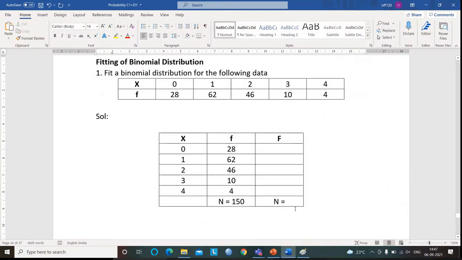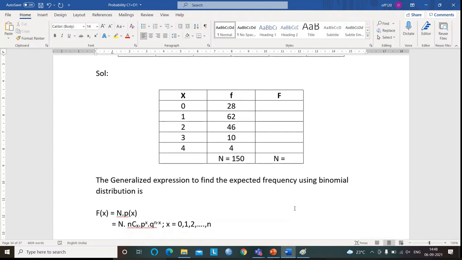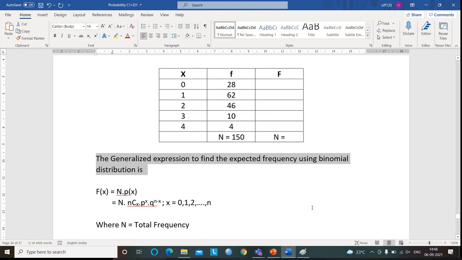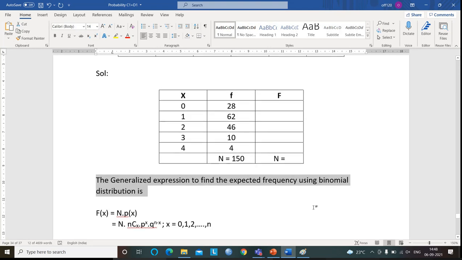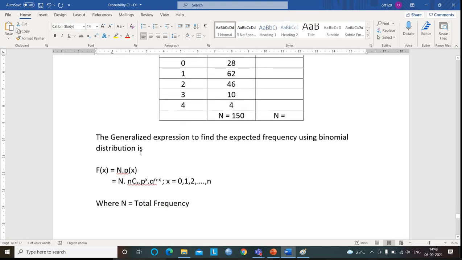then this problem is a best fit of binomial distribution. So how do we find the answer for this problem? How can I find these new frequency values? To find these new frequencies, we have a generalized expression. I have written here the generalized expression to find the expected frequency using binomial distribution, because the question says to fit a binomial distribution for the following data. That means he is asking us to find out whether this problem is a best fit for the binomial distribution or not. Since it says binomial distribution, I have taken the generalized expression.